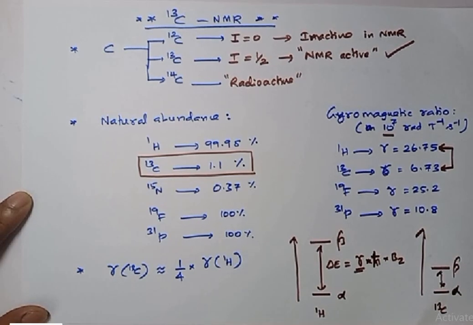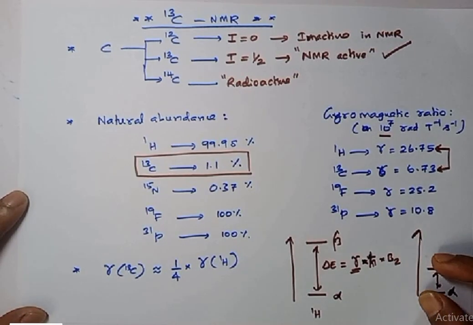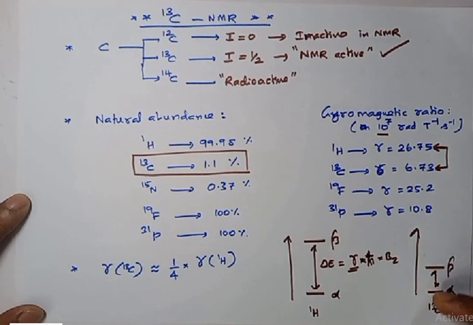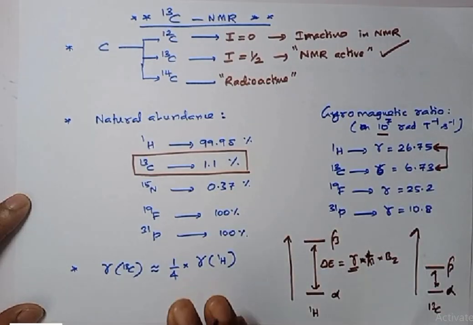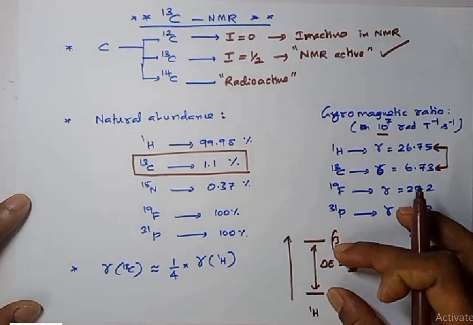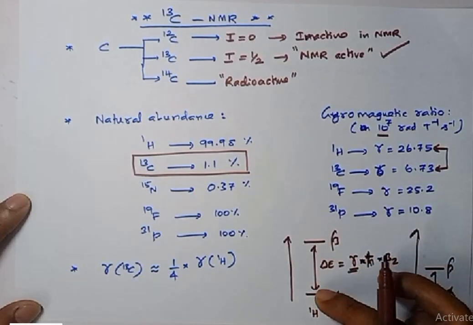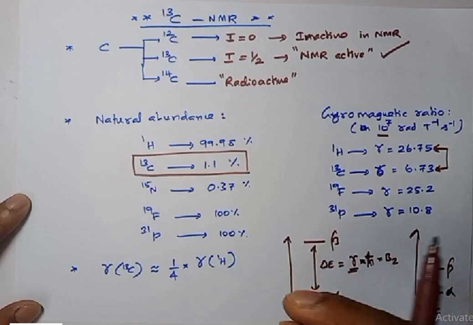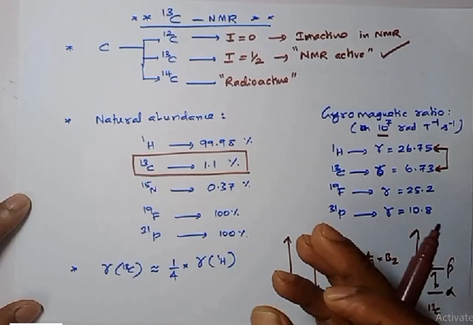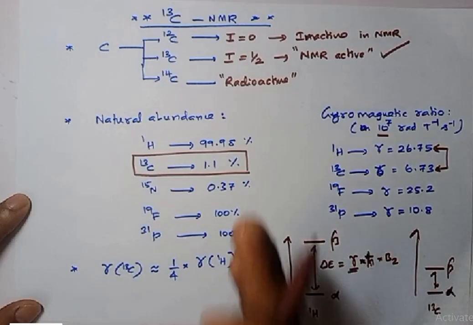It becomes small. If the gap is small, then the population difference between the alpha state and beta state becomes very small. If the difference in population becomes very small, then it is very difficult to detect the signal. Whereas in proton NMR, the gap is somewhat large. So the population in the alpha state is somewhat greater, so the difference in population is somewhat greater. So we can get the signal. We can get a somewhat good signal for proton NMR.